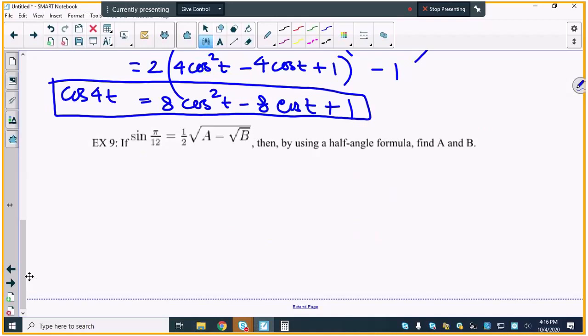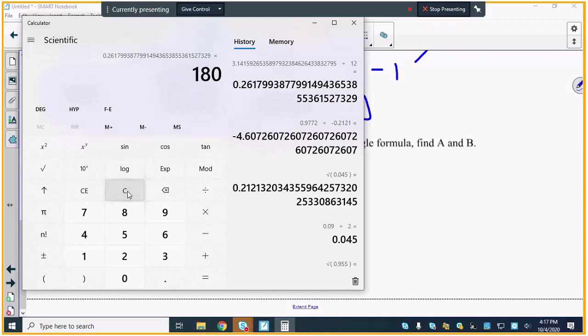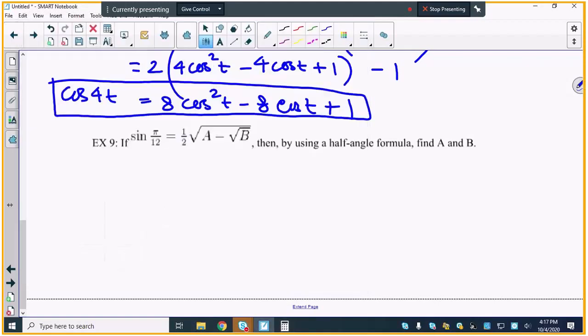Sine pi over 12, write it in the form of 1/2 times square root of A minus square root of B. Then by using the half angle formula, find A and B. Okay, what is pi over 12? So half angle formula means I will use a half angle formula, but I need to know in which quadrant pi over 12 is. So I will do pi divided by 12, then times 180, then divide by pi, and it's 15 degrees. So it's in the first quadrant, and the double angle is 30 degrees.